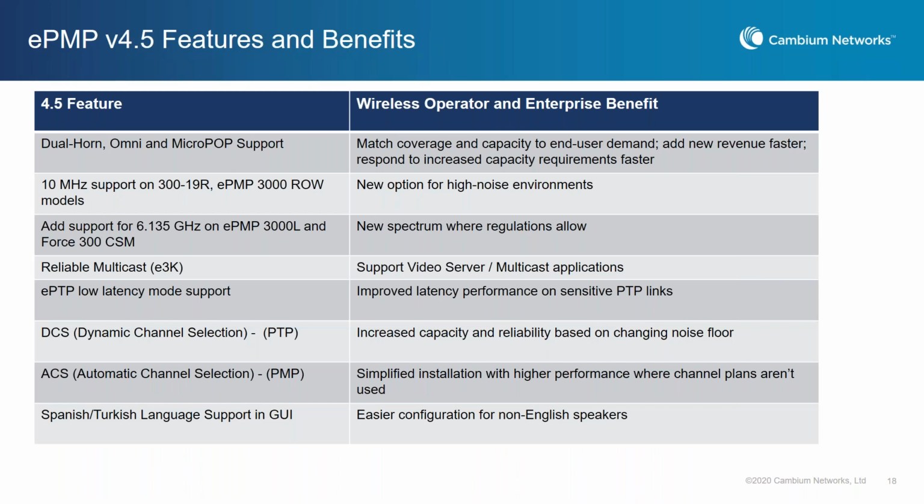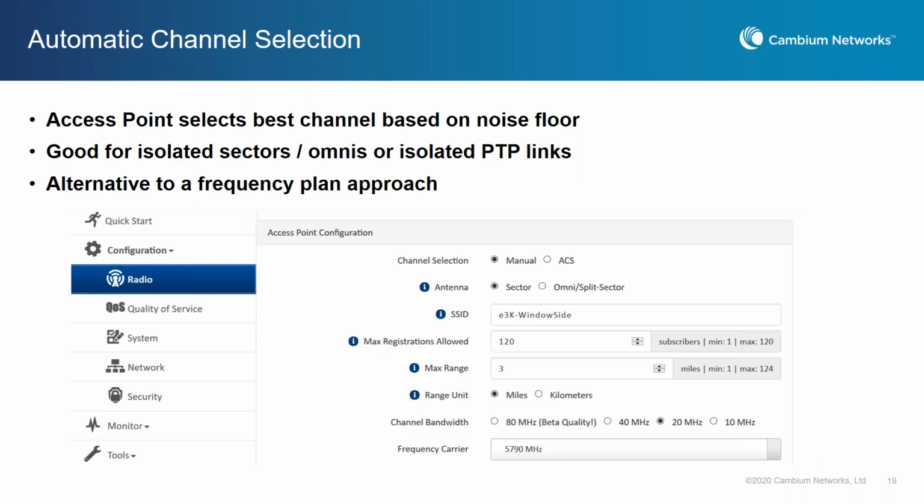The dual horn, the Omni, and the MicroPOP support, those are all officially supported in 4.5. So those hardware options I mentioned are available in 4.5 and officially supported. So as you do the drop-down menus on what kind of antenna I've selected, you get the view of an Omni or the dual horn.